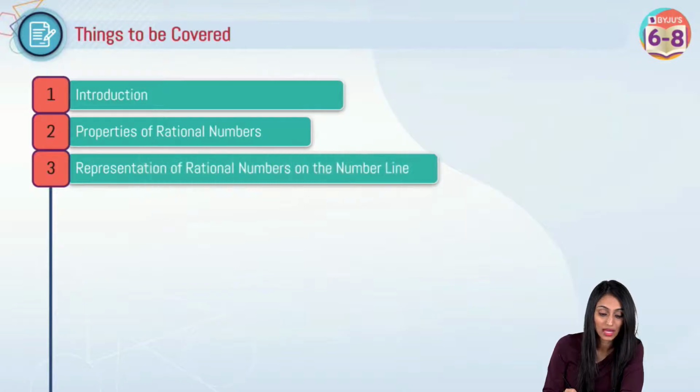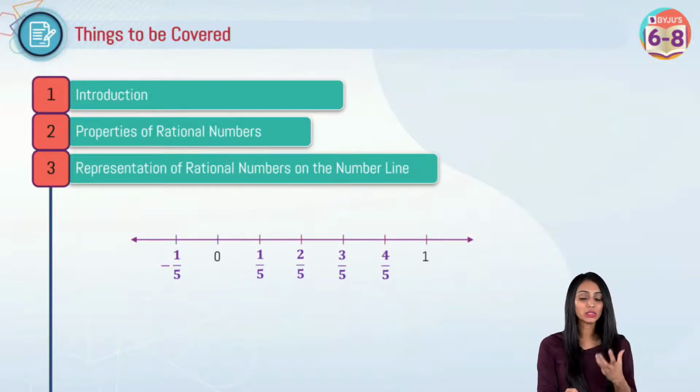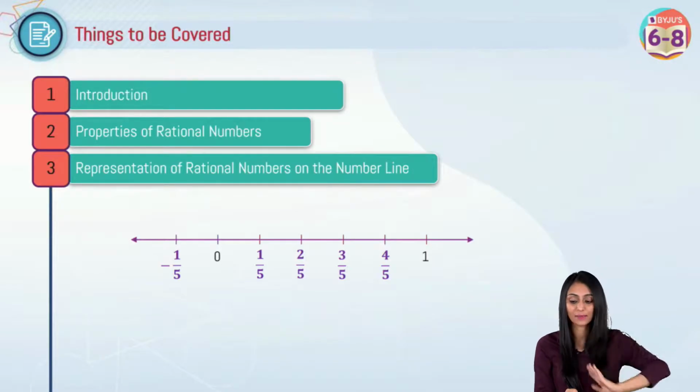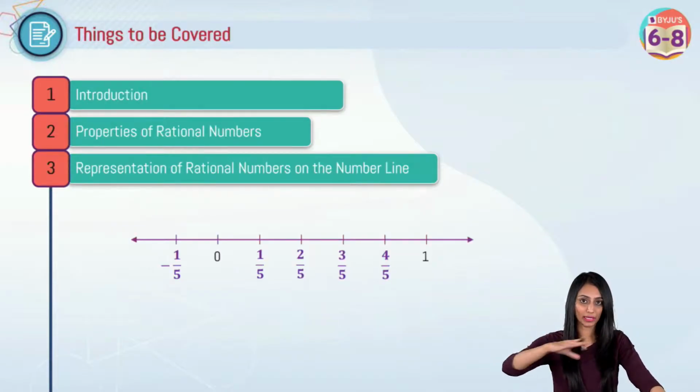Talking about the next thing, we have representation of rational numbers on the number line. So you would say that, ma'am, this we have already learned in grade 7 also. So what is the difference? In grade 7, we learned to locate the rational numbers with the denominator up to 3, like 1 by 2, 1 by 3, 2 by 3. Yes. So now we will learn that any rational number can be represented on the number line.